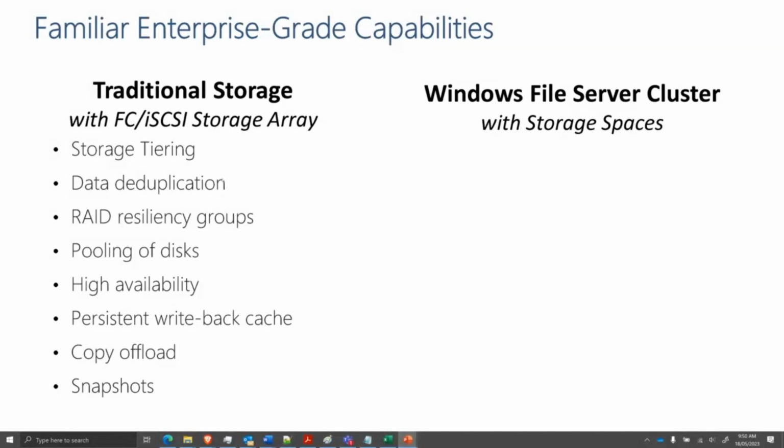We've got the idea of data deduplication. I think we spoke about this as well. This is where it looks for data which is exactly the same at the bit level, and instead of storing multiple copies, it just stores it once and references it. There's RAID resilience groups. Basically RAID, redundant array of independent disks, where you've got redundant hard drives. Pooling of disks, where we can combine the space of many disks. High availability, which basically means that the data is more available.